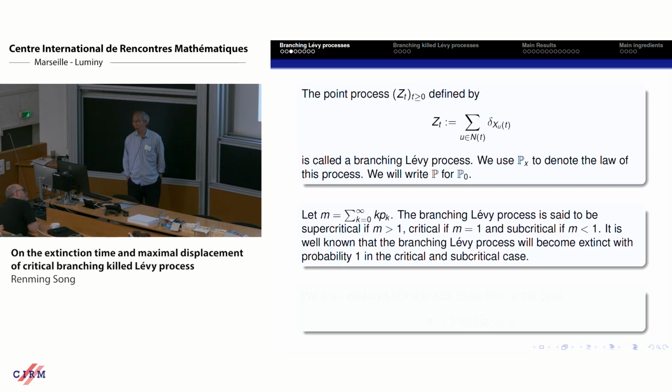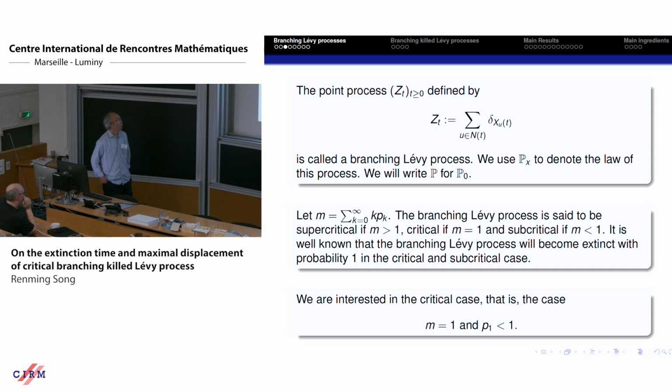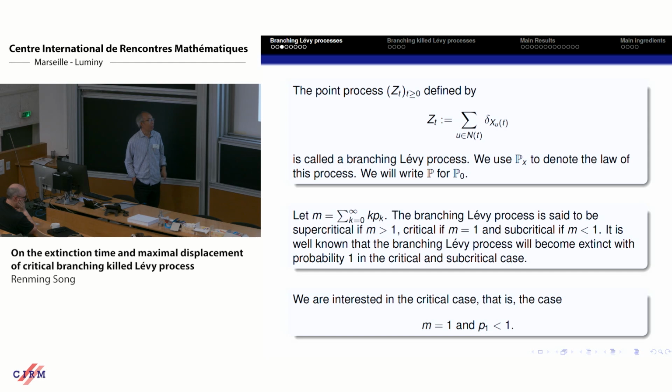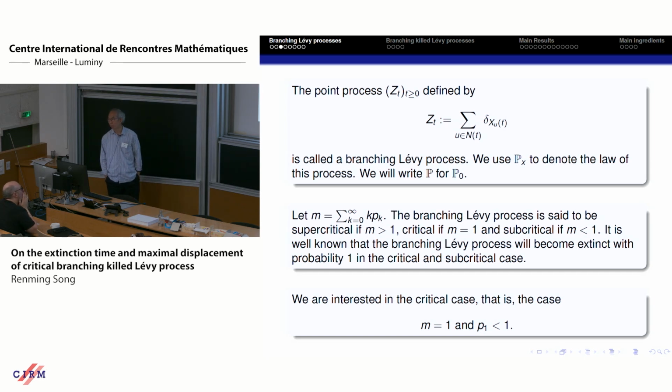Let m be the mean number of offspring. The branching Levy process is called supercritical if the mean number of offspring is strictly larger than 1. If the mean number of offspring is equal to 1, then we say the branching Levy process is critical. Otherwise, it's called subcritical. It's well known that the branching Levy process will become extinct with probability 1 in the critical and subcritical cases. In this talk, we are mainly interested in the critical case, that is, the mean equal to 1, of course excluding the trivial case p1 equal to 1.